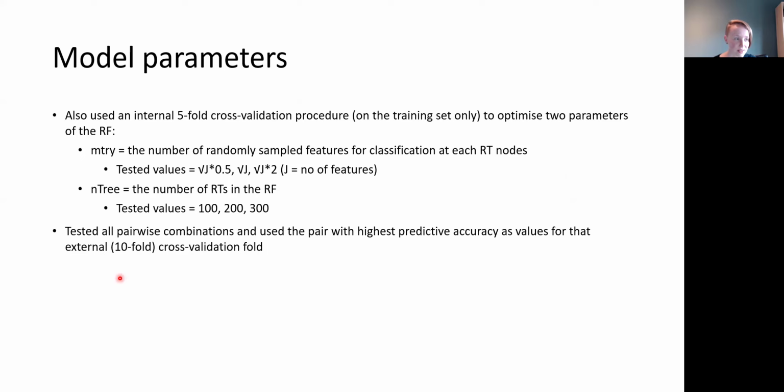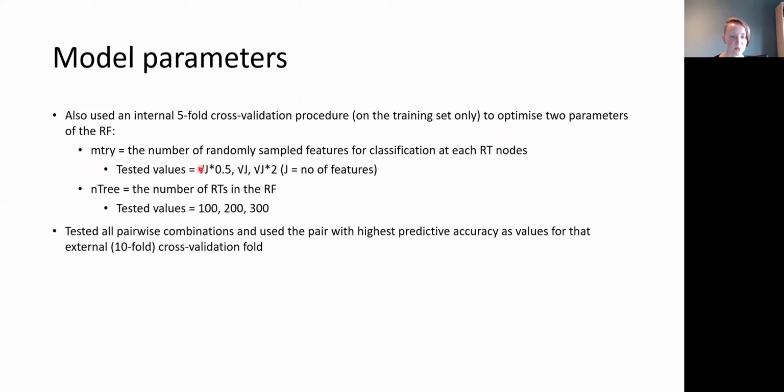What kind of parameters did they use? So they actually used, in this case, 2 different levels of cross-validation. They used the overall 10-fold cross-validation, but within that, they use a 5-fold cross-validation to optimize parameters of the model at the same time. For this, there were 2 main parameters that they optimized using this 5-fold cross-validation. Something called M-try, which is the number of randomly sampled features for each step of the random tree, or the decision tree within the random forest.